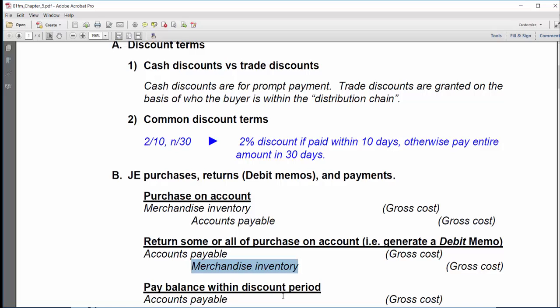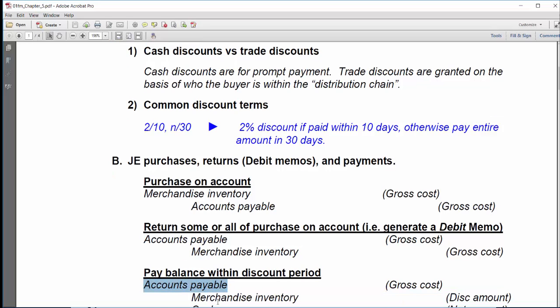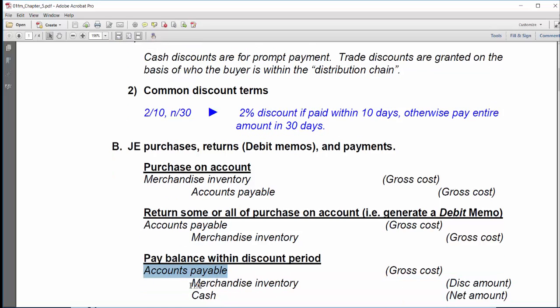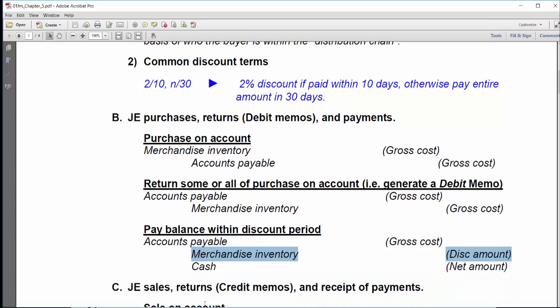Then if we go ahead and pay the balance within the discount period, the amount of accounts payable will be however much we still owe after the return. Merchandise inventory will pick up the amount of our discount for paying within the discount period, and cash will be the remainder. Accounts payable minus the merchandise inventory discount is cash.